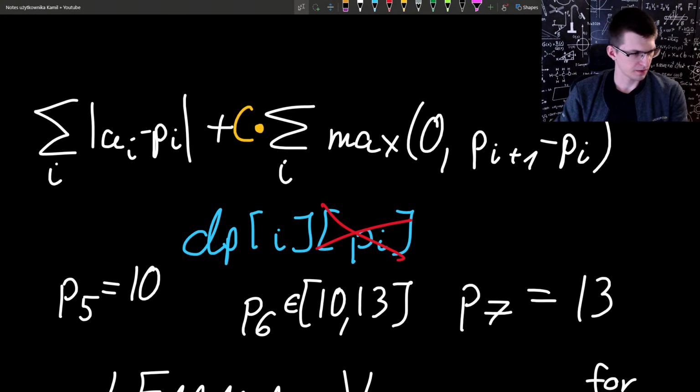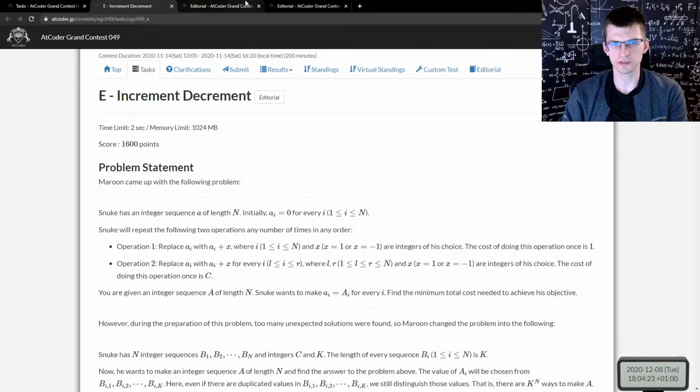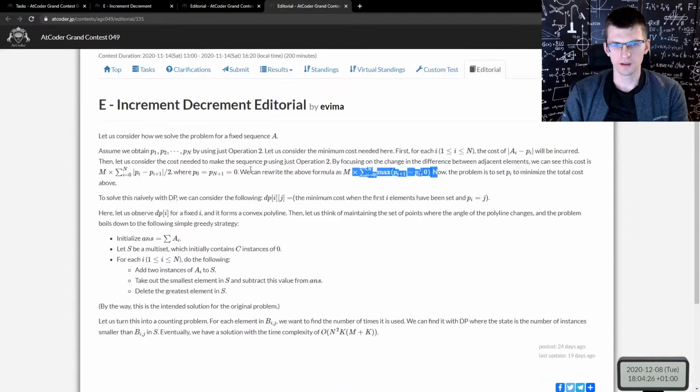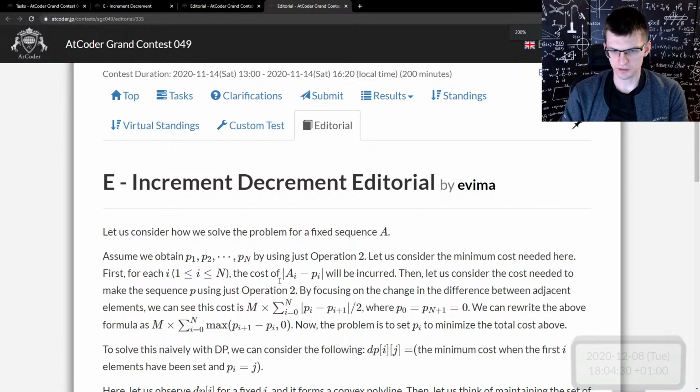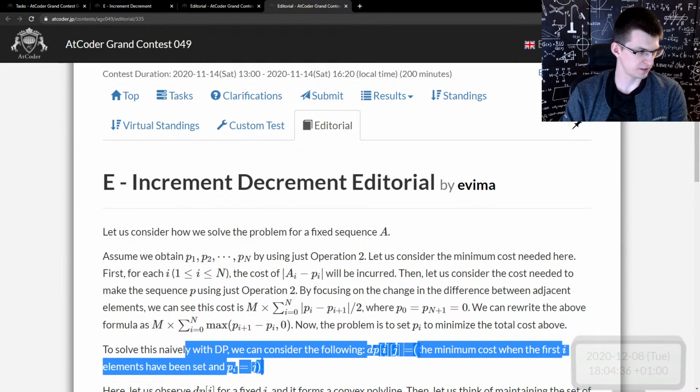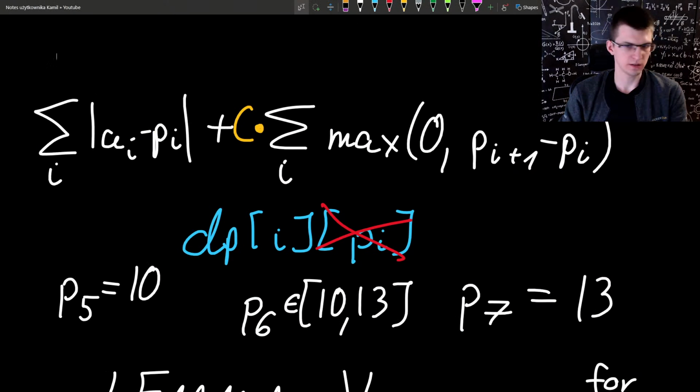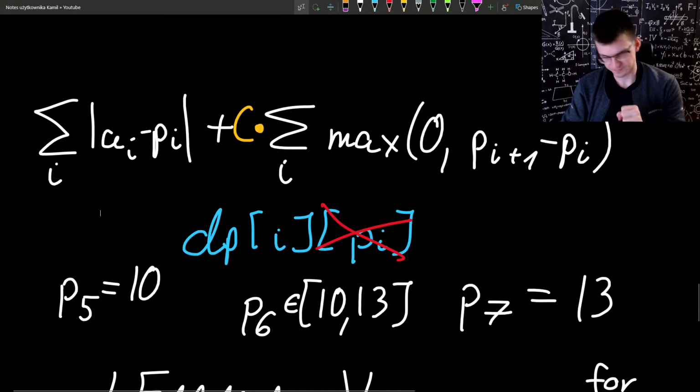Right. 1 hour passed already, so I want again a small push. To solve this naively with dp, we can consider the following dp of i, j: the min cost when the first i elements have been set and p_i equals a_j. Okay, they have my dp. Alright, then let's continue.